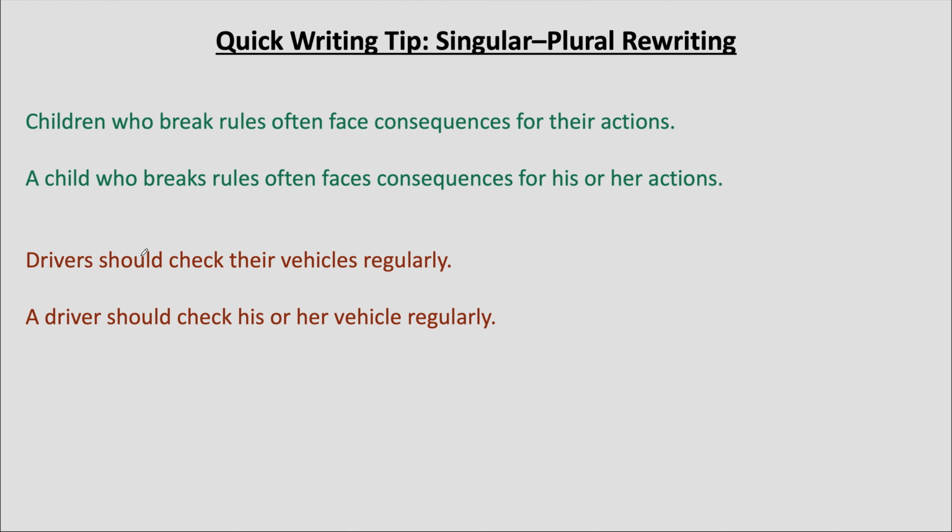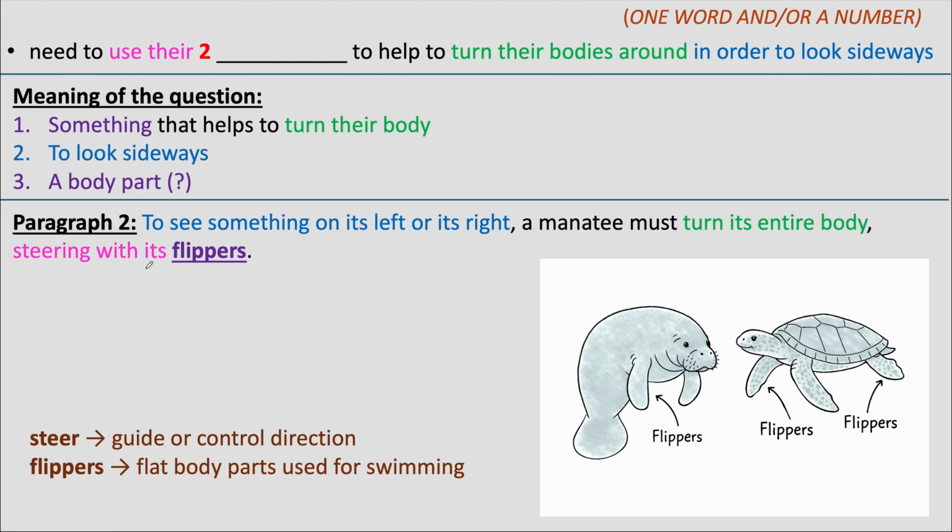Look at these examples on screen. Instead of writing children and their, we can write a child, his or her. Similarly, when writing about drivers in general, we can write a driver. The meaning stays the same. So here, its flippers matches their flippers.